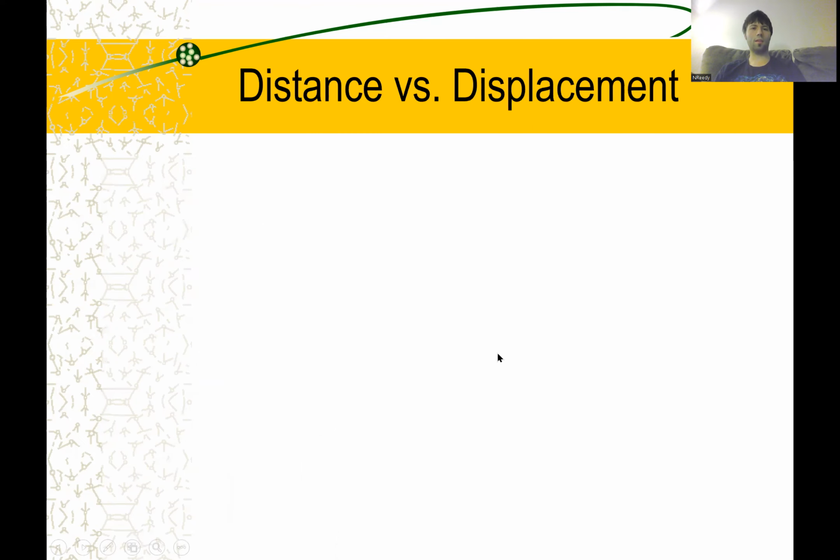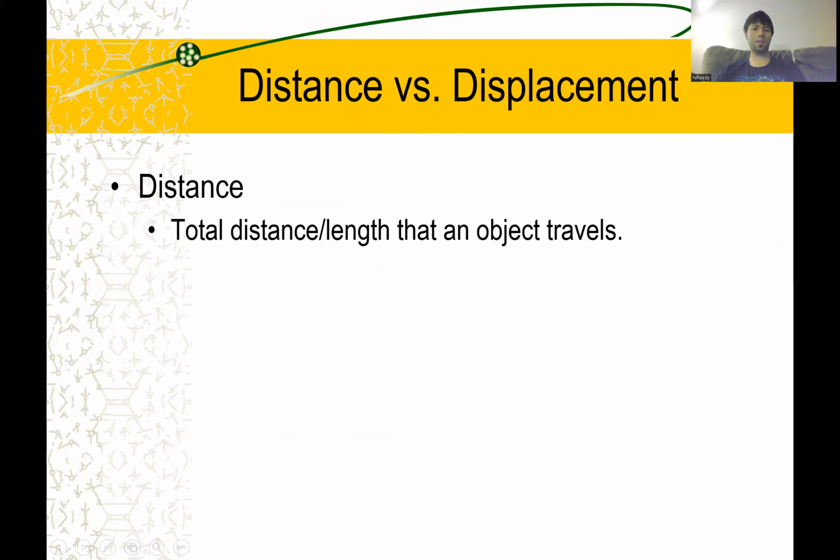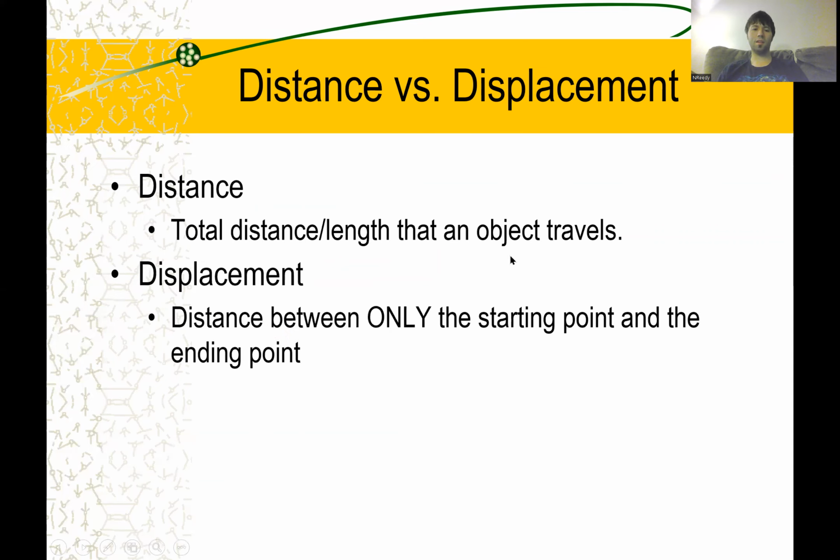So we're going to look at stuff like speed and acceleration, but today we're just going to look at distance and displacement and talk about the difference between these two things, and talk about how to measure these two things. So distance is the total distance or length that an object travels. Displacement is the distance only between the starting point and the ending point. Or you could say it is as the crow flies.